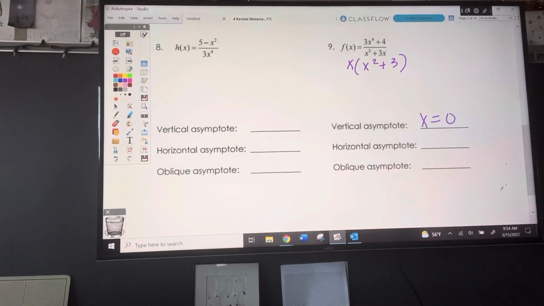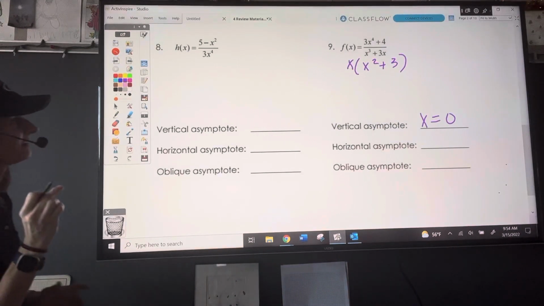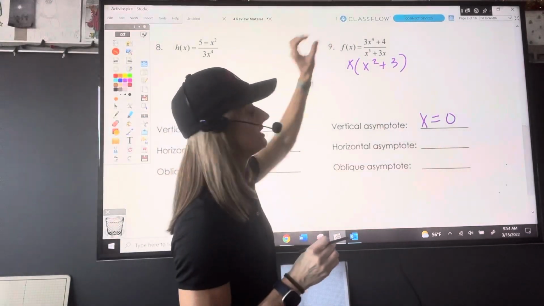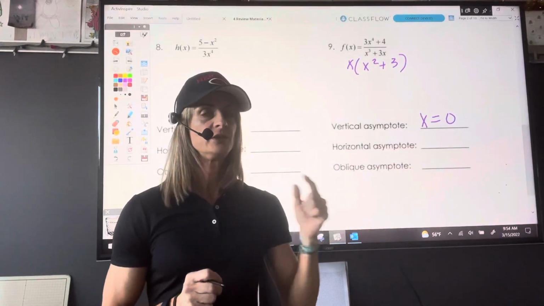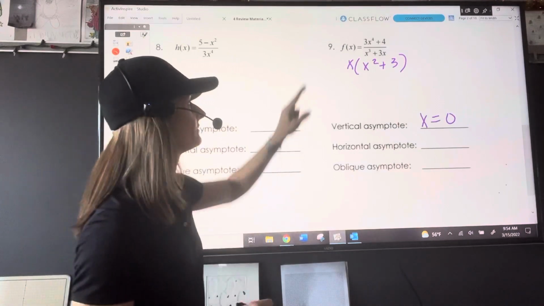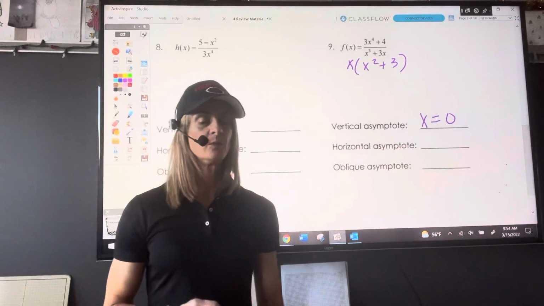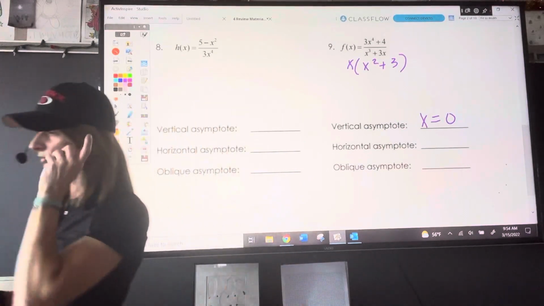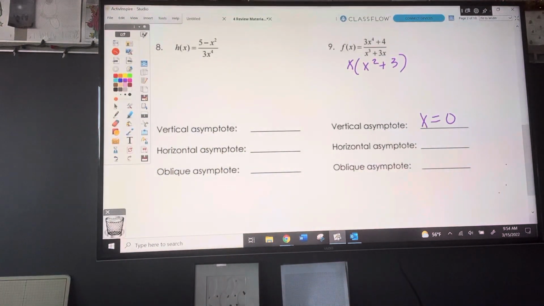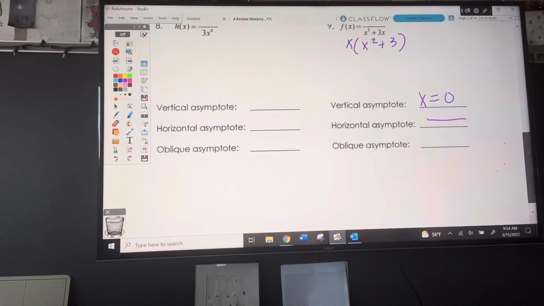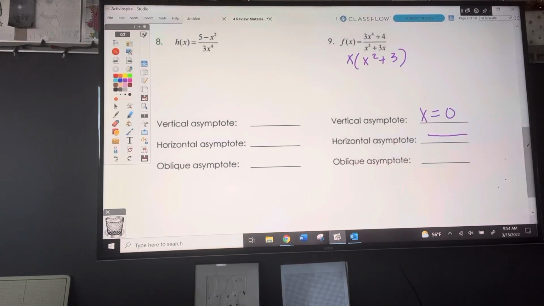So now we go to horizontal and oblique, and we see that the degree of the numerator is larger than the degree of the denominator. It's a 4, and that's a 3. That tells us we are going to have a slant asymptote or an oblique asymptote. They use those two words interchangeably. So we will not have a horizontal, and we have an oblique, which is good times. Who likes dividing? Anybody?